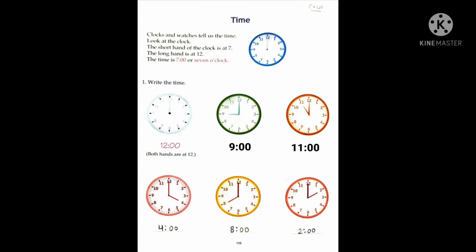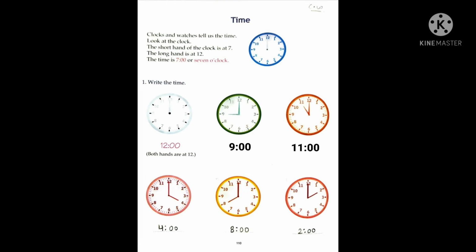Number 3. The short hand, hours hand, is at 11 and the long hand is at 12. Minute hand is at 12. That means time is 11 o'clock. 11 colon 00. Number 4. Short hand, that means the hours hand, is at 4 and the long hand is at 12. Minutes hand is at 12. That means the time is 4 o'clock. 4 colon 00.